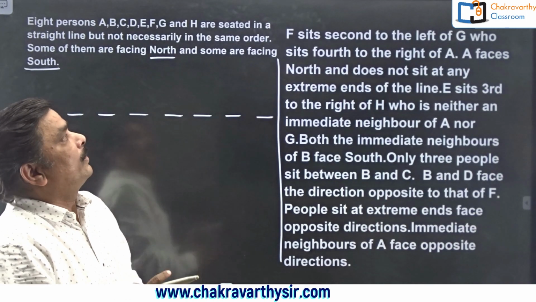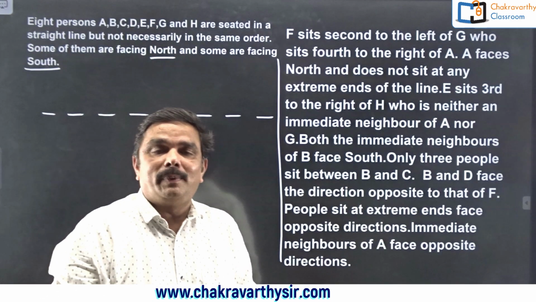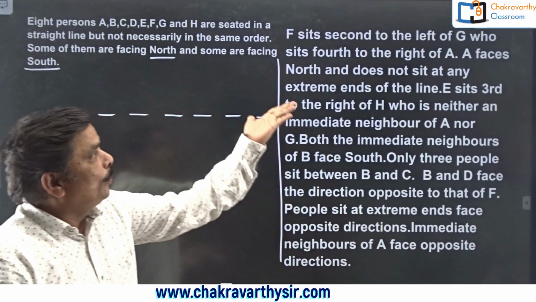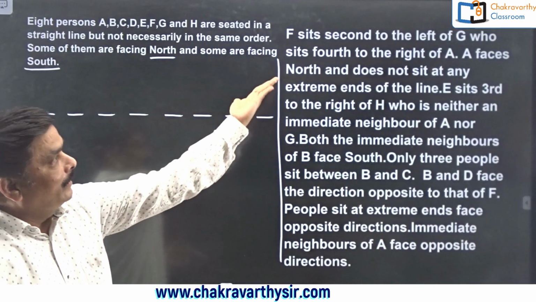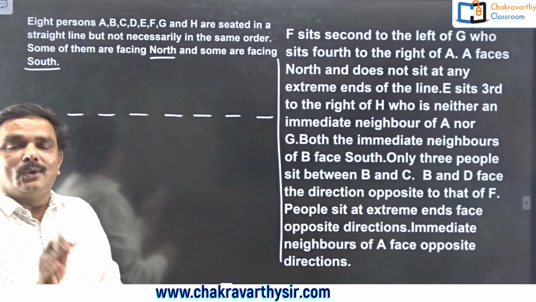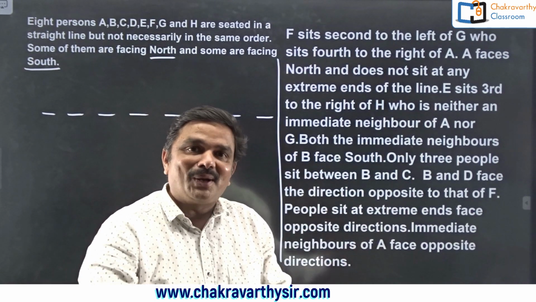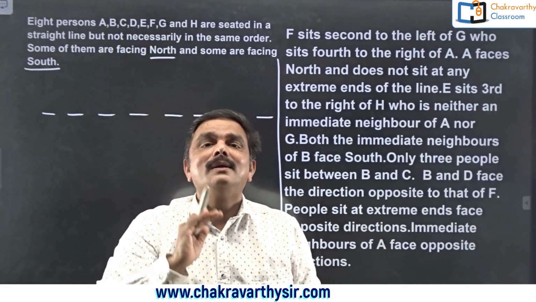Now first, what they have given: F sits second to the left of G. That means F's place depends upon G's. But I don't know whether G is facing north or south, so I cannot start with that one. Next, G sits fourth to the right of A. Now G's place depends upon A's. Even with this I cannot start, because I don't know whether A is facing north or south.